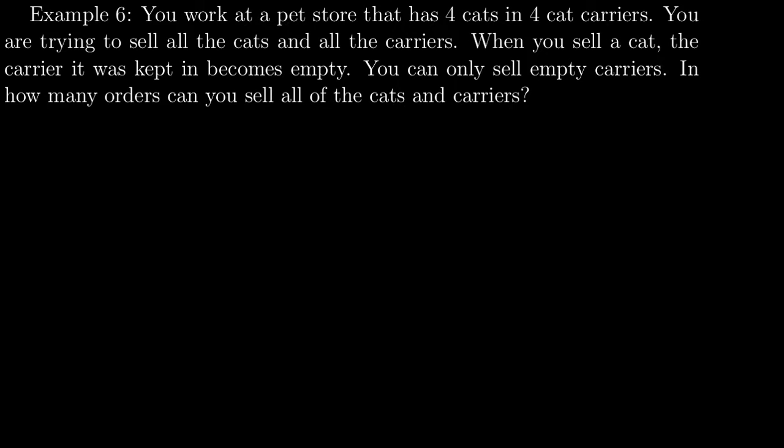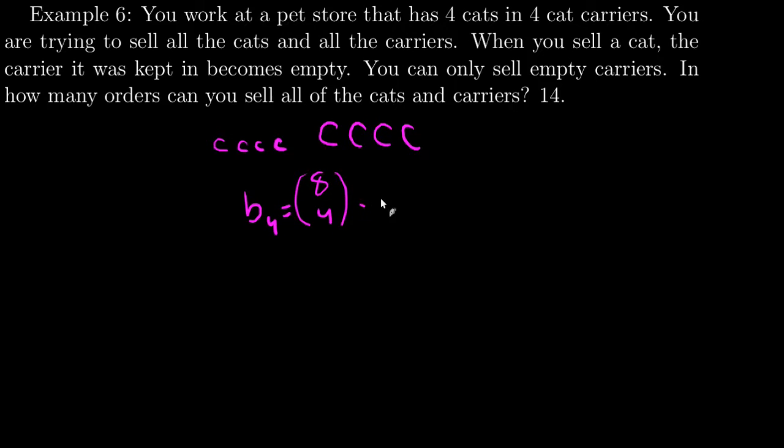And I think we're catching on. This, of course, is 14 because I have 4 cats, 4 carriers. So cat, cat, cat, cat, carrier, carrier, carrier, carrier. I always need to sell cats before I sell carriers. I cannot sell a carrier with a cat still in it. And so this is going to be modeled by B4. 4 times 2 is 8, choose 4, minus 8 choose 4 minus 1. And that does end up giving us 14 possible orders.